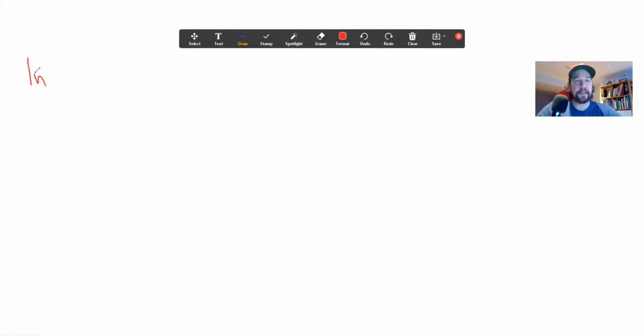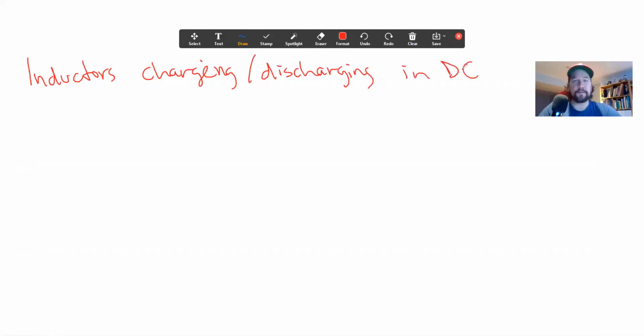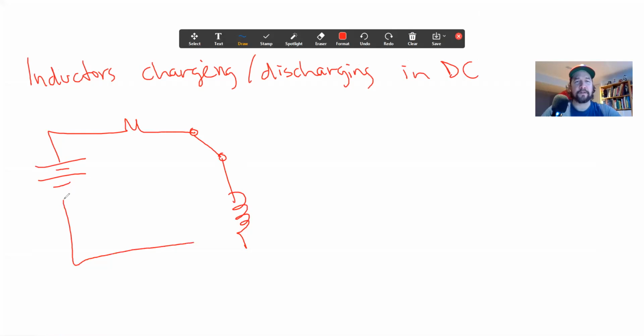So inductors, charging and discharging in DC. So we're talking about something of this nature. Here's an inductor, and I know I'm drawing it so terribly. And this second part would sort of be, so I'm going to call this our charge, and I'll call this our discharge.